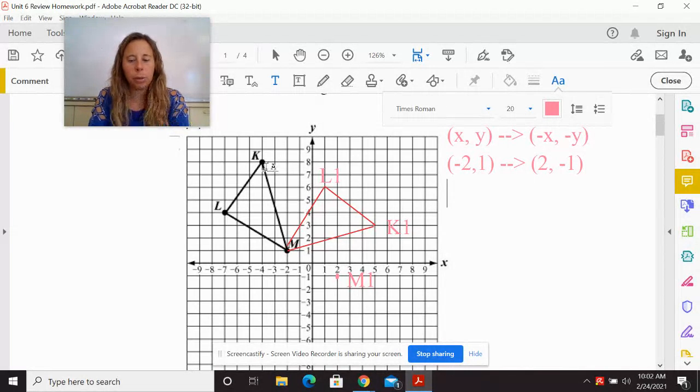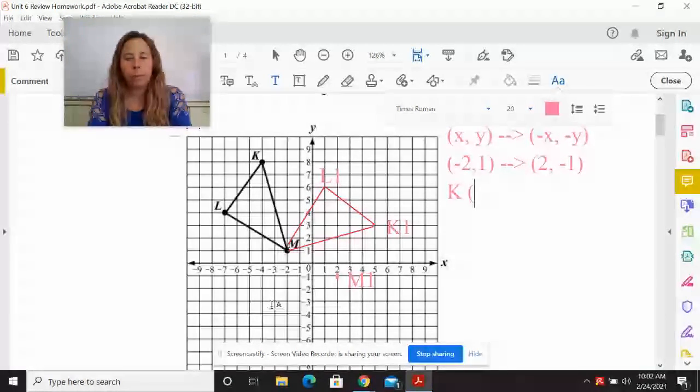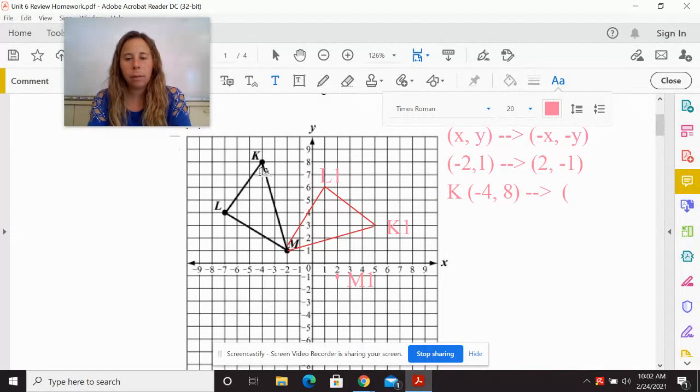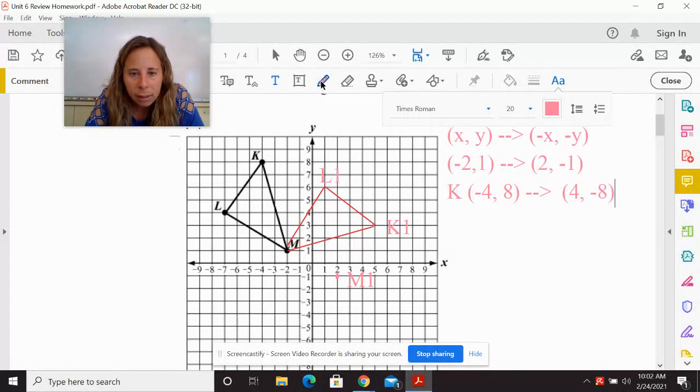So my next point, let's do K. So K is at what? What's the point of K right now? Where is he hanging out? -4 and 8. Okay. So then that becomes the opposite. So instead of -4, +4, and instead of positive 8, negative 8.